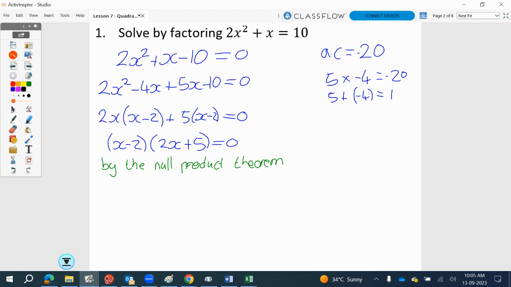So the null product theorem tells us that x minus 2 is equal to 0, or 2x plus 5 is equal to 0. This will give us the solution x is equal to 2, and x is equal to minus 5 over 2, which we saw on the graph.